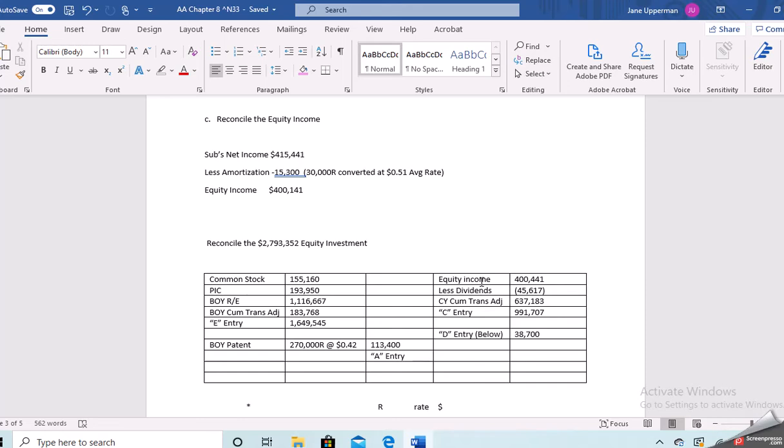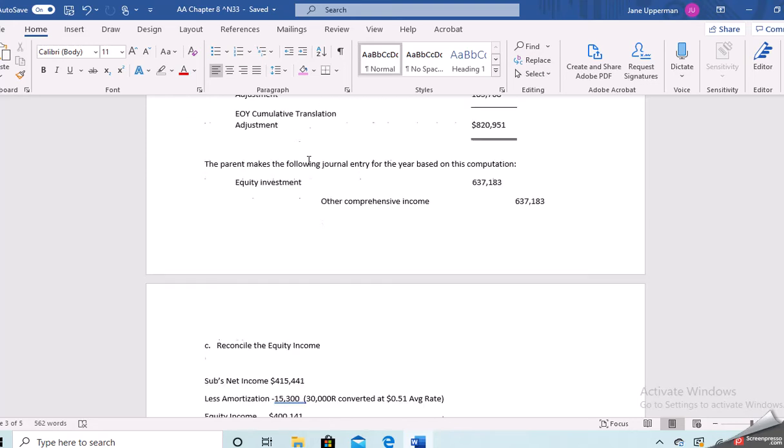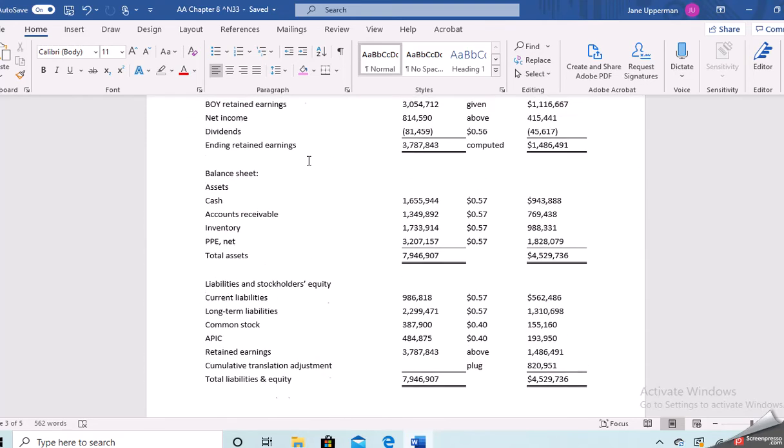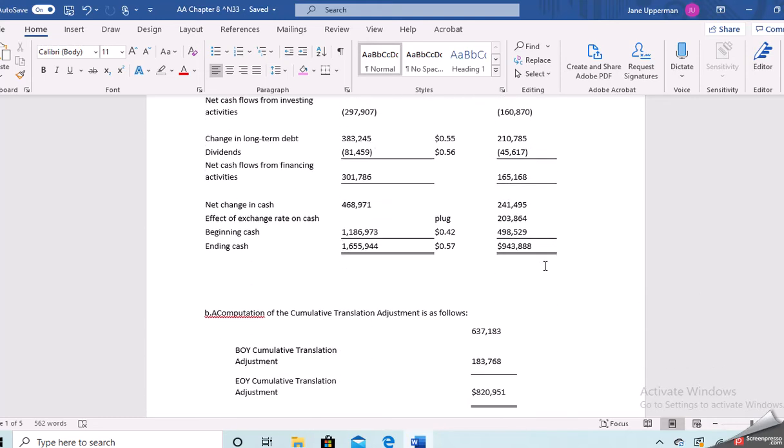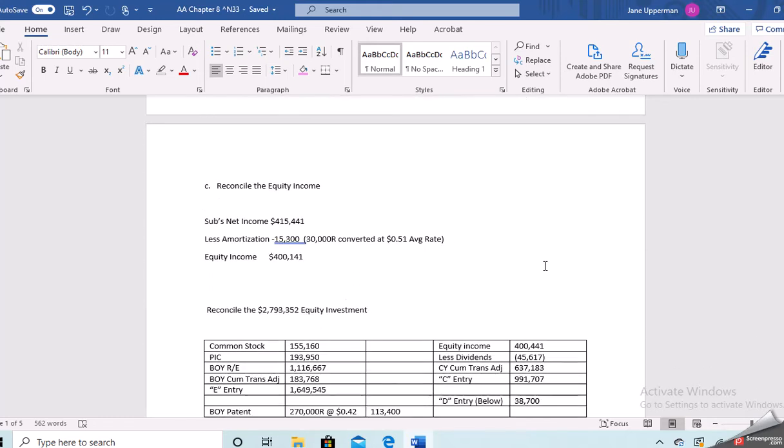So the first one is to reconcile our equity income. So the sub's net income after translating is $415,441. So again, go back up to those translated financial statements, and it is their translated net income after we calculated it at the average exchange rate. So that's where that number comes from. Now then this we have to calculate.